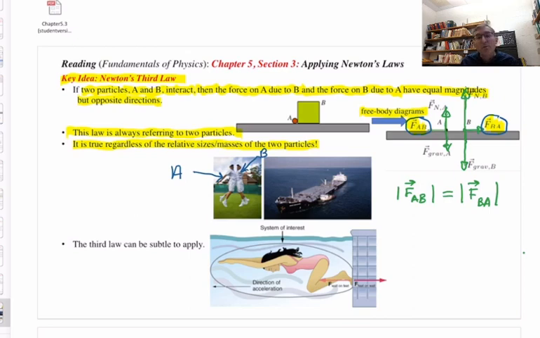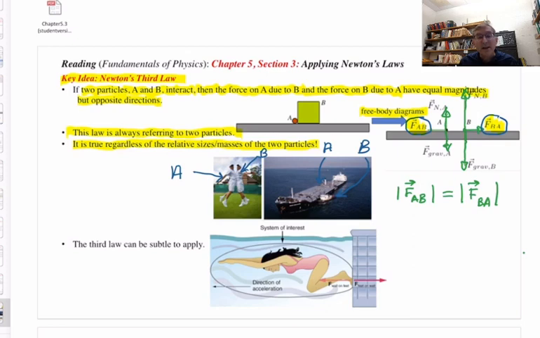It shows a tugboat, the small boat, in contact with a big tanker ship, the big one. And let's call the tanker particle A and the tugboat particle B. They're in contact, so they each exert a force on the other.